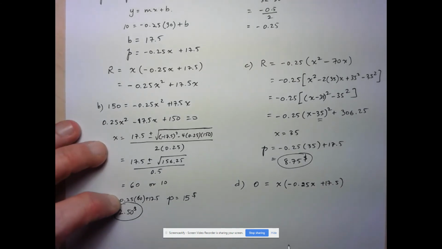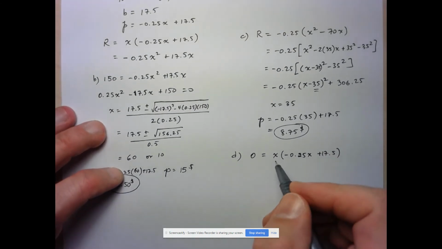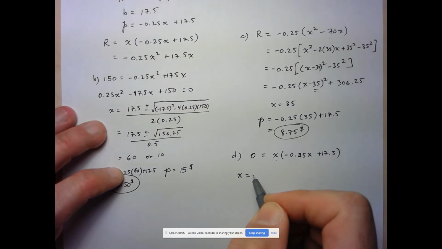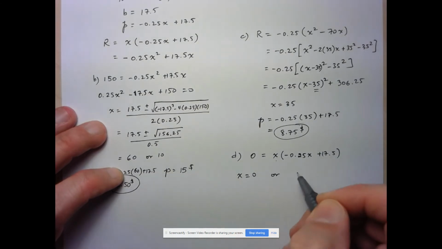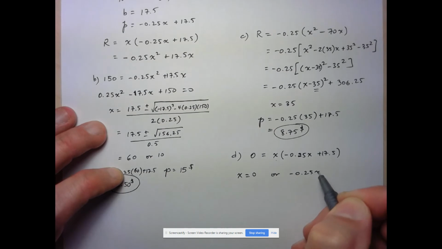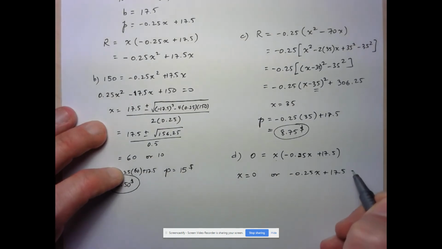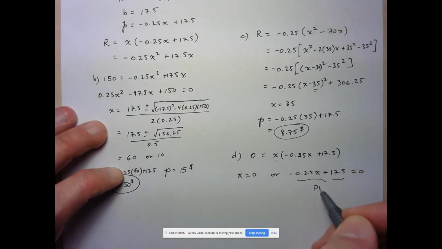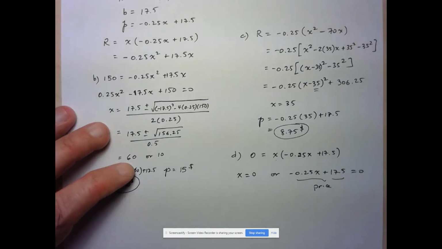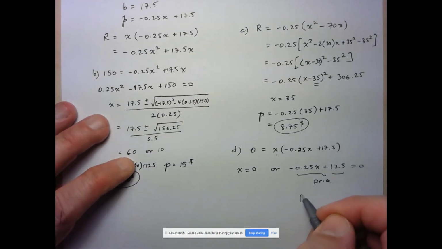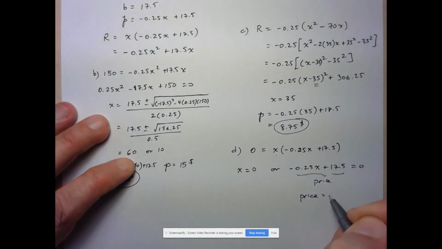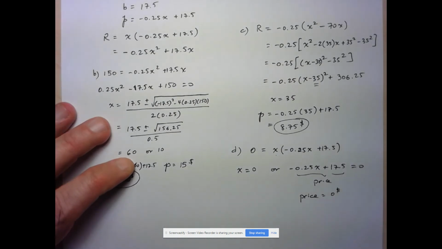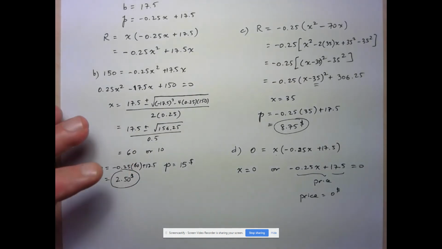Okay, and so now I have two possible answers. X can be equal to 0, or I can have negative 0.25x plus 1750 equal to 0. But remember what this represents. This just represents the price, okay? So obviously if my price is equal to $0, I'm going to make zero revenue. That makes sense. It means I'm giving away the photographs.